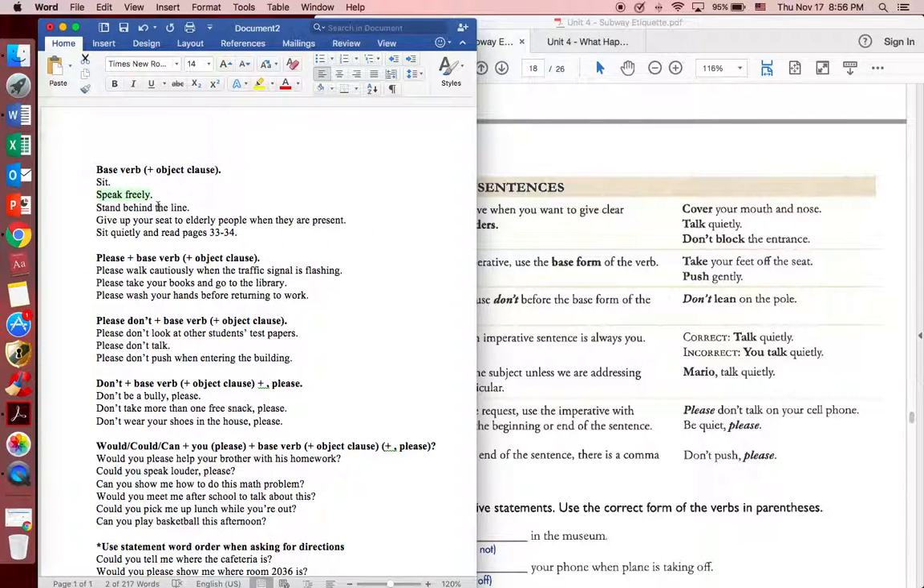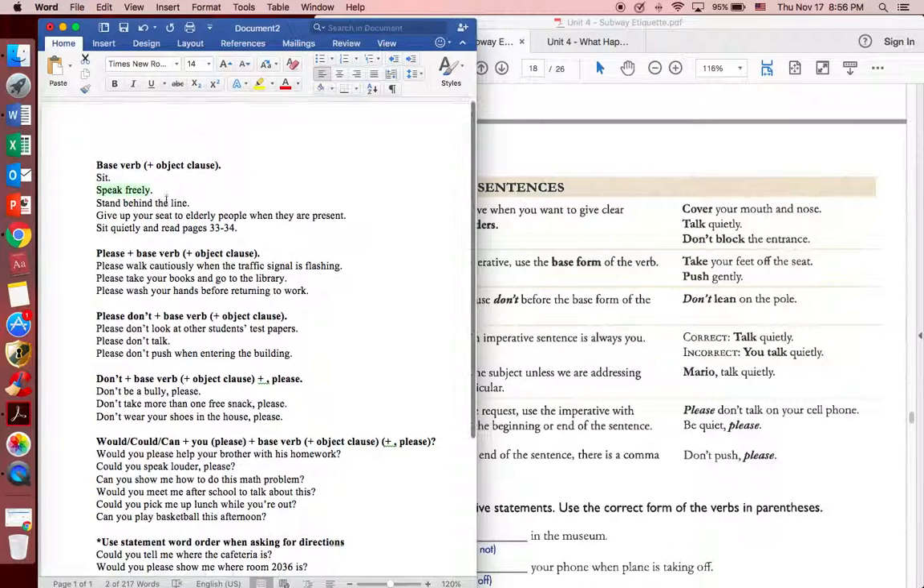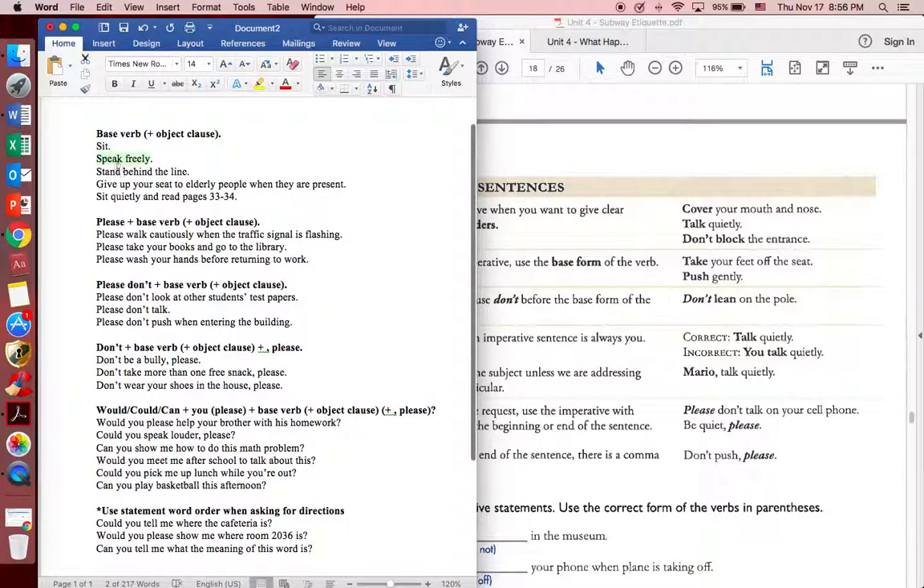Speak freely, right? In this case, our object clause is actually an adverb, right? So speak freely means anyone can speak, feel free to speak. Who is going to feel free to speak? The audience, whoever is listening to the person speaking. Next, stand behind the line. This is pretty common. You'll see this in buses and train stations, public transportation. Who is going to stand behind the line? The passengers are going to stand behind the line.